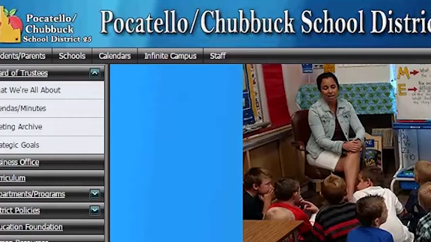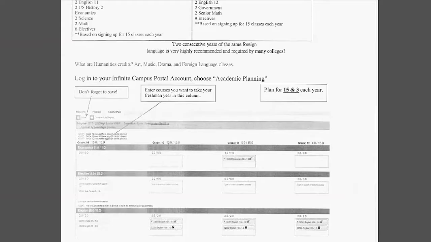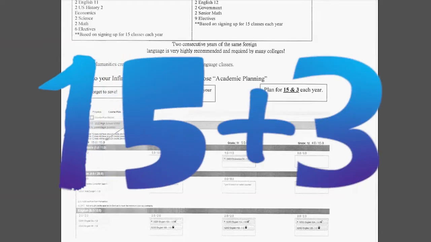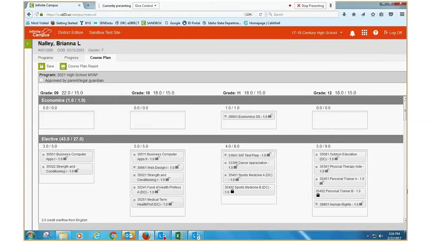Alright, all online planning is done on your Infinite Campus portal. You'll need to sign up for 15 and 3, or 13 and 3 if you have a release time religious instruction. 15 courses you really want, and 3 alternates you'd be okay taking if we can't give you one of your requested courses. These also need to be listed on your alternate page, and don't forget to save.